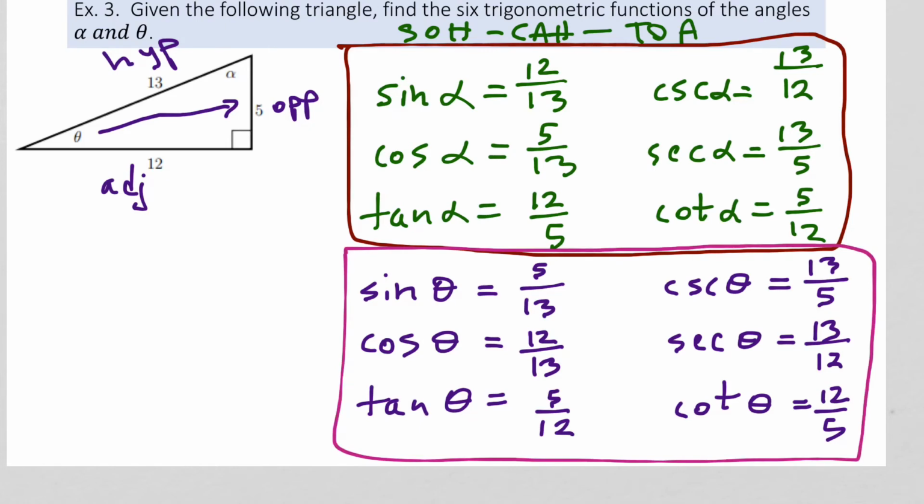So what you have to be very careful about is the labeling of the triangle. If you're talking about the trig functions of the angle alpha, you're going to label it according to your perspective. You're going to stand on the alpha to label opposite, adjacent, and hypotenuse. If you're looking for the 6 trig functions of theta, you're going to be standing on the angle theta to label your triangle. So that's what we got to be careful about.